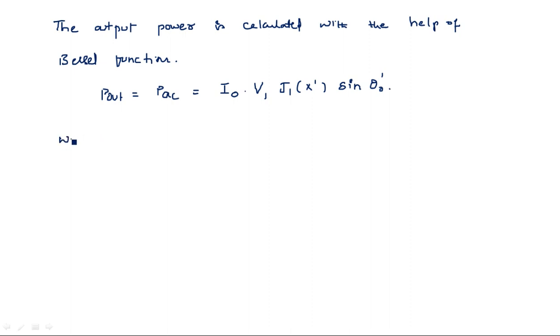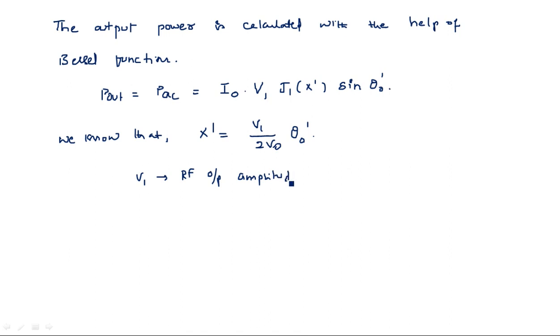We know that x dash is equal to V1 by 2V0 into theta naught dash. What do you mean by V1 and V0? V1 is the generated RF output voltage amplitude, and V0 is the accelerating anode voltage. I will write here: V1 is RF output amplitude and V0 is accelerating voltage or accelerating anode voltage.